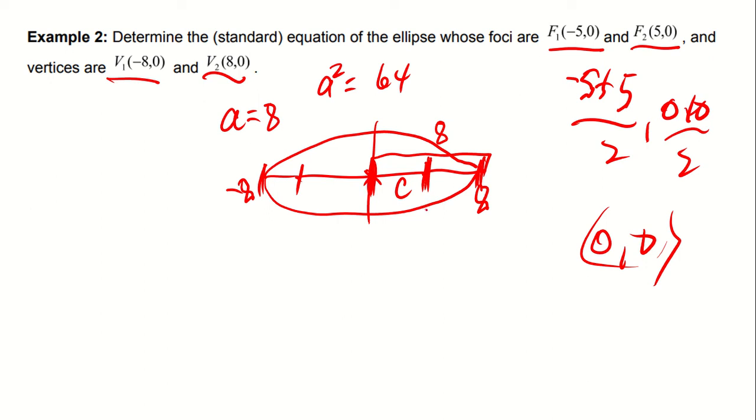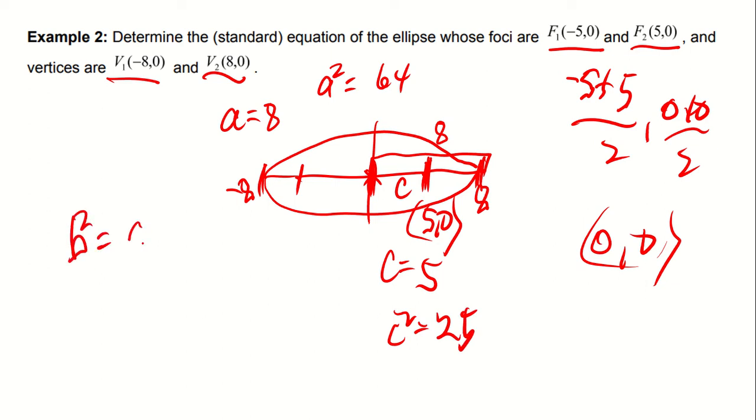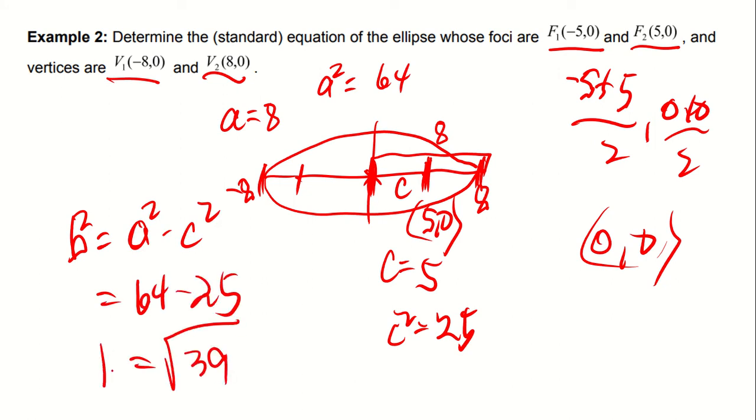So, alam natin na ang C natin ay gikan diri sa 0, 0 paingon diri sa focus. So, ang focus natin isa ay 5, 0. Gaano ba kalayo ang 0 to 5, 0? Of course, the value is 5. So, therefore, C squared equals 25. And from that, you can calculate the B squared, which is equals to A squared minus C squared. And you've got 64 minus 25. And you have 39. So, therefore, square root of 39 is our B.